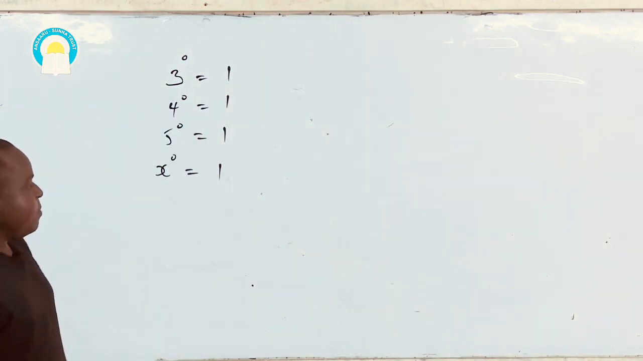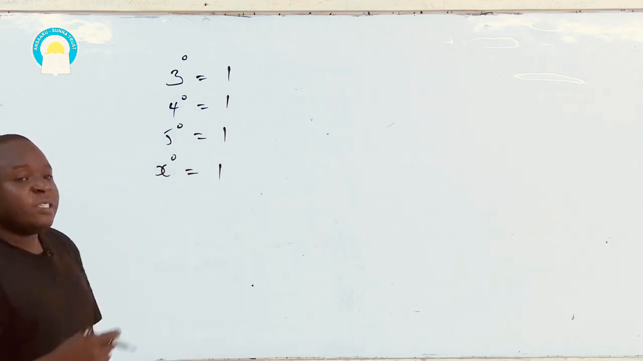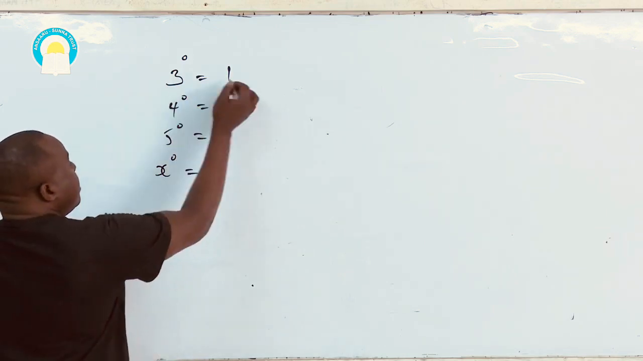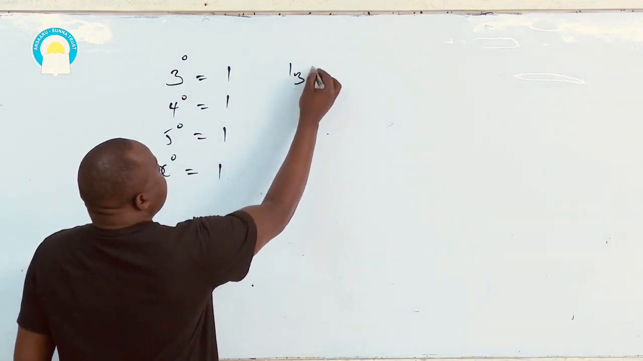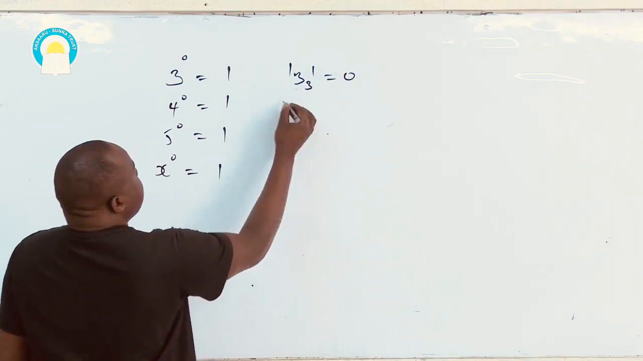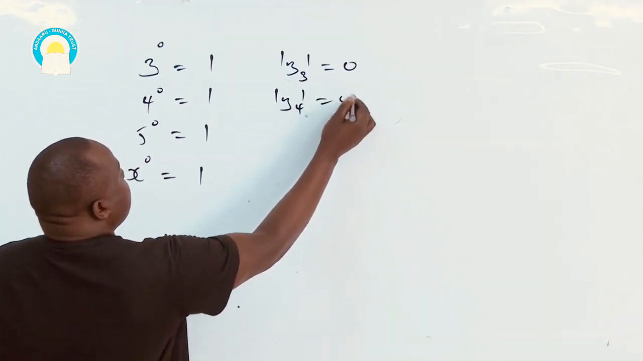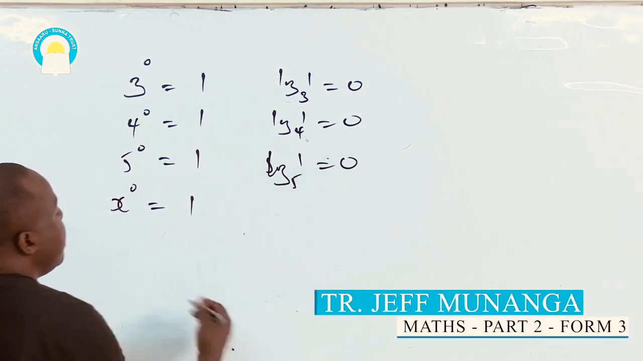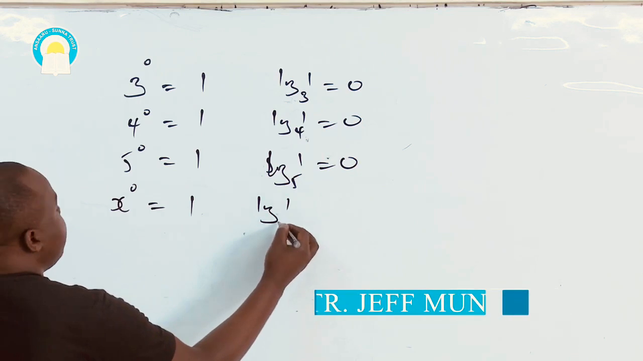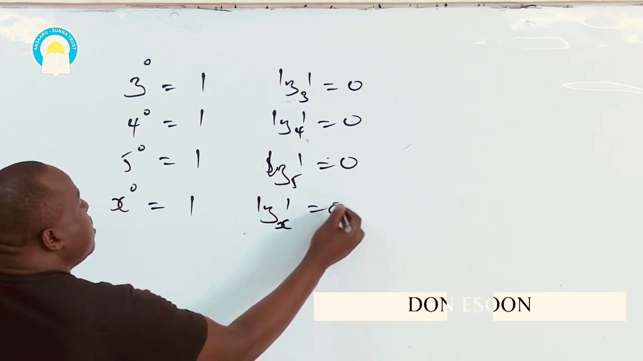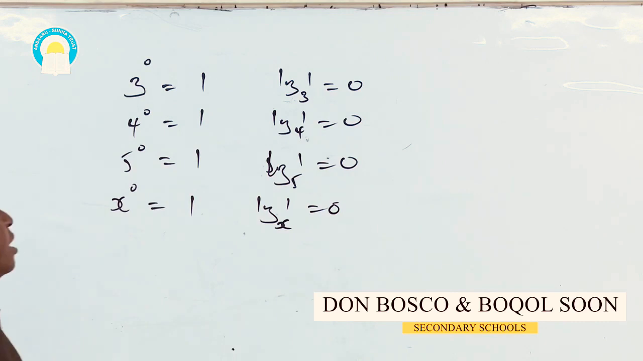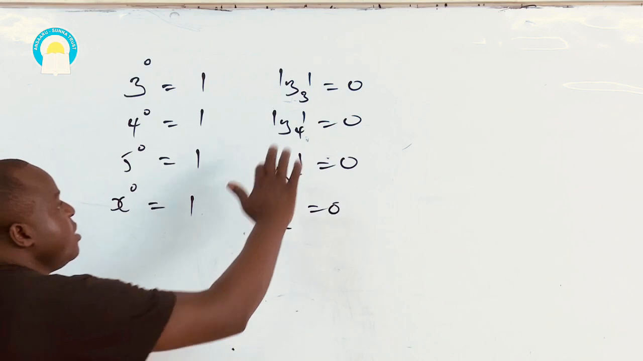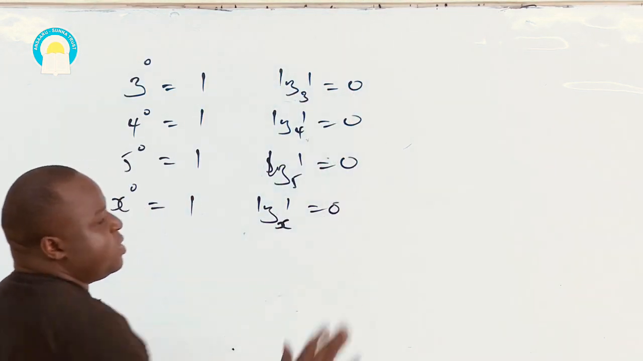Think about the same in terms of logs, because in the previous chapter, we learned how to change indices into logs. So this statement as logs should be log 1 base 3 equals 0. The next one, log 1 base 4 equals 0. Next one, log 1 base 5 equals 0. Next one, log 1 base x equals 0. Conclusion from this is any log 1 to any base, the answer should always be 0. Log 1 to any base should always be 0.